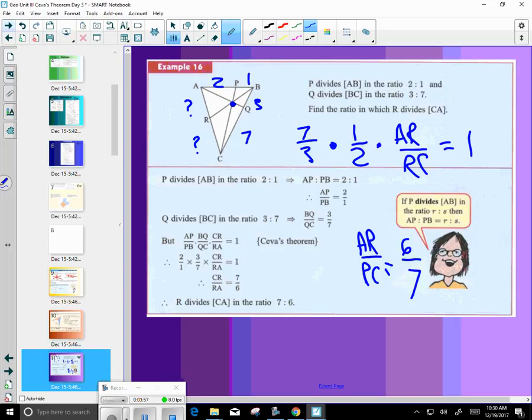And so if we're relating this division, I think they did RC to AR, that's just going to be 7 to 6. You okay with that? Too easy?